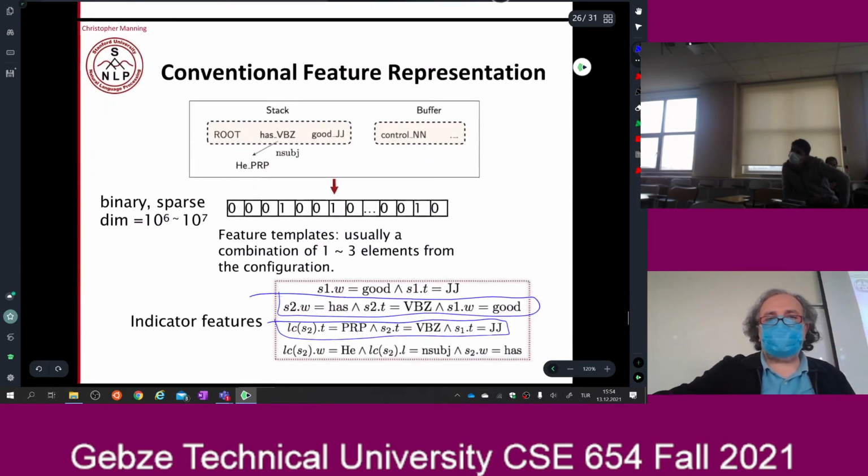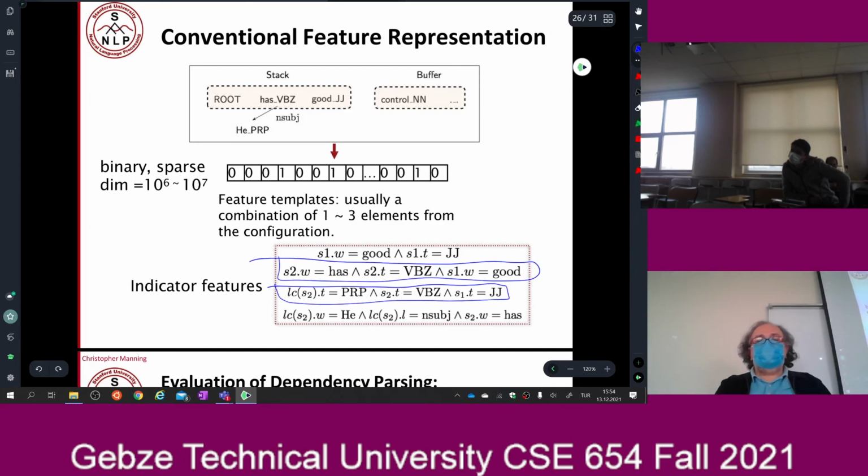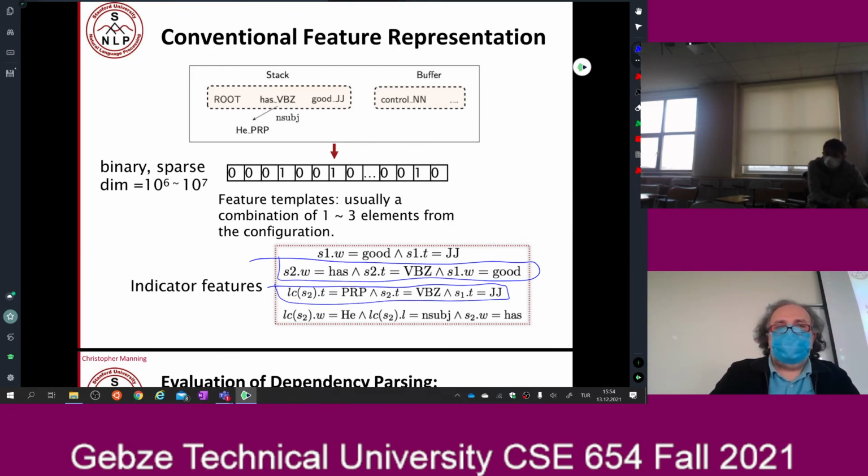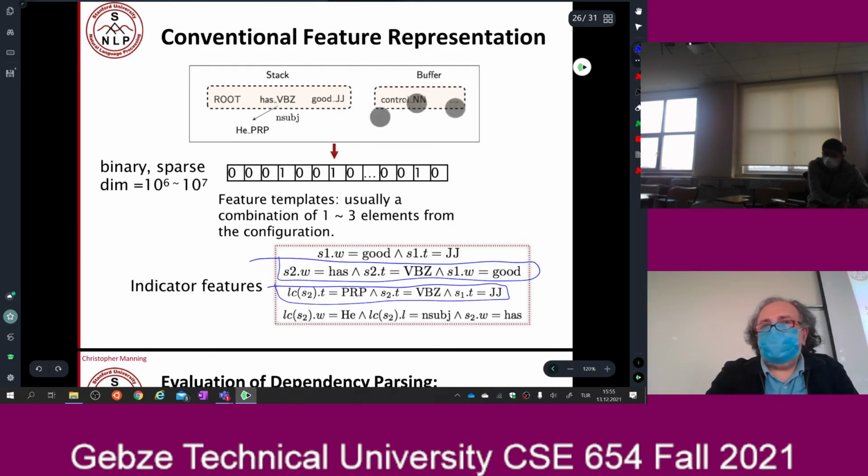So how am I going to make that decision? Given a step of the algorithm, this is what I have. I have my stack. In my stack, I have those words, the top word and the previous word, and I have my buffer. So this is the current situation. I can keep all that data in a vector form.